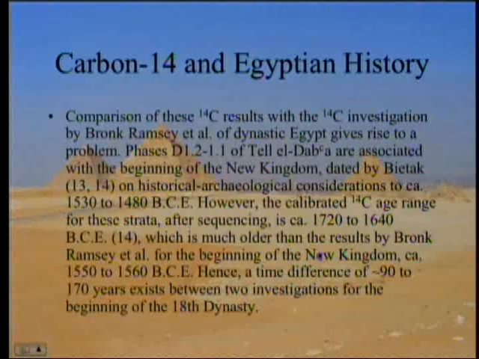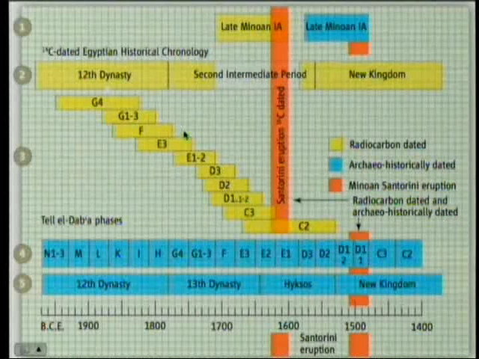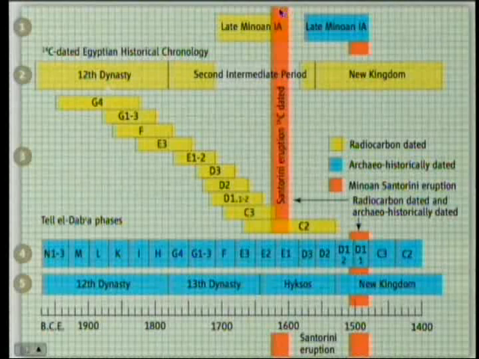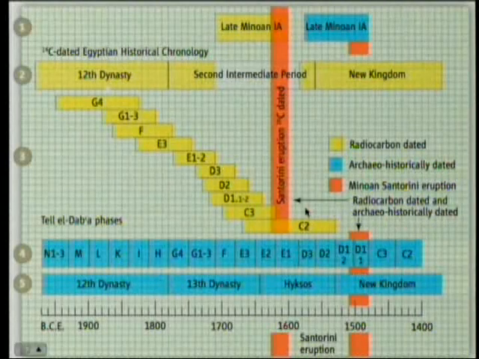which is much older than the results by Bronk Ramsey et al. for the beginning of the New Kingdom. Hence, a time difference of about 90 to 170 years, depending on who's counting, exists between the two investigations for the beginning of the 18th dynasty. And there's their figure. And you see, this is the 12th dynasty. That's the Middle Kingdom. And these are the phases. And here's where the Santorini eruption happens, late Minoan in the Second Intermediate Period. But here's where it happens at Tell El Daba. And you can see there's quite a bit of difference between the two.